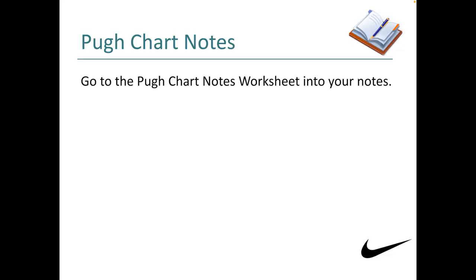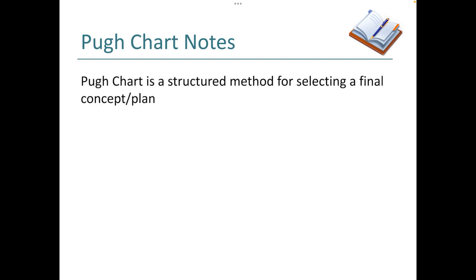Okay, go to the Pugh Chart Notes worksheet in your notes. So a Pugh Chart is a structured method for selecting a final concept or a plan. It helps you organize your thoughts and try to pick the best choice. So we're going to go over the structure of a Pugh Chart.